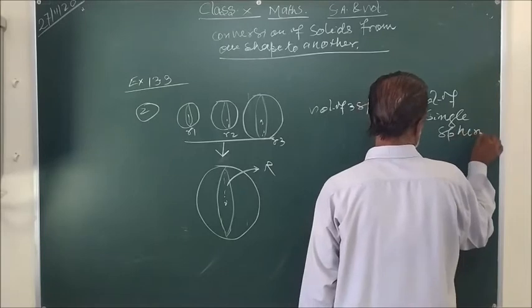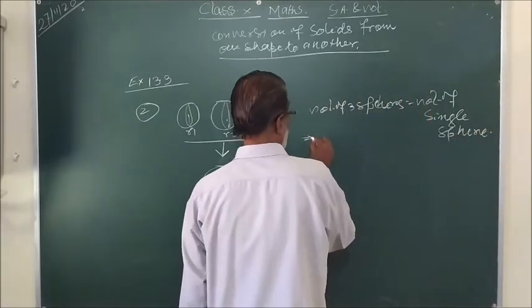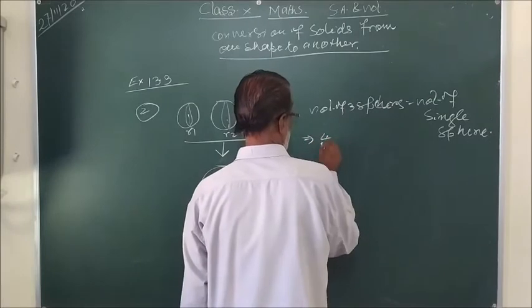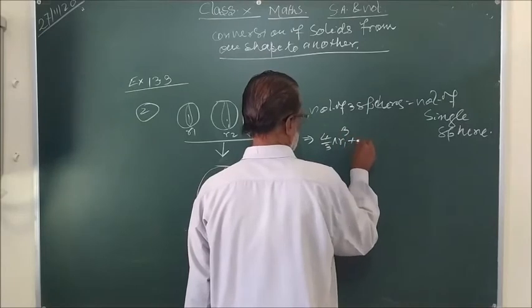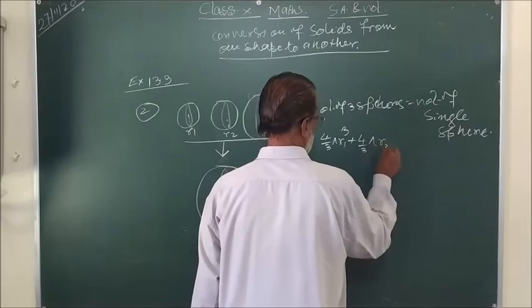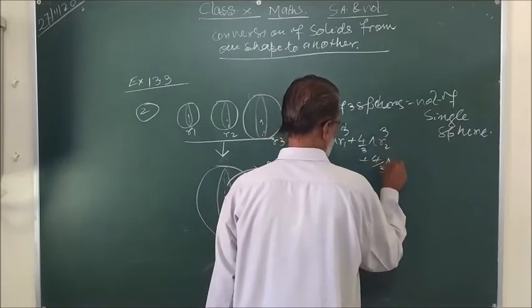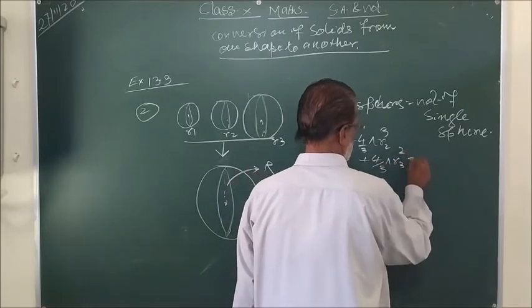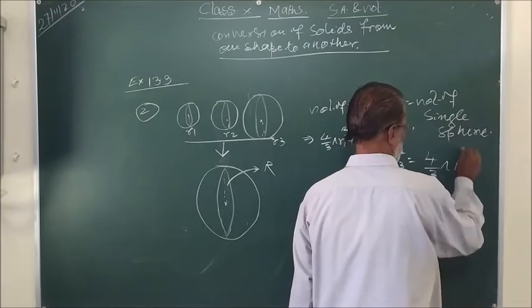And you should also try to learn the technique to solve. So the sum of the sphere volumes: 4 by 3 pi R1 cube plus 4 by 3 pi R2 cube plus 4 by 3 pi R3 cube is equal to 4 by 3 pi capital R cube. Okay?